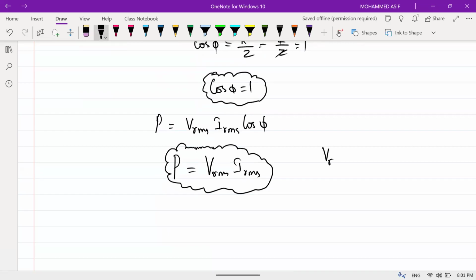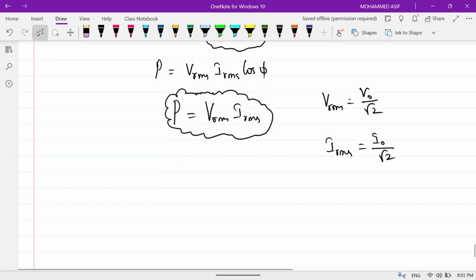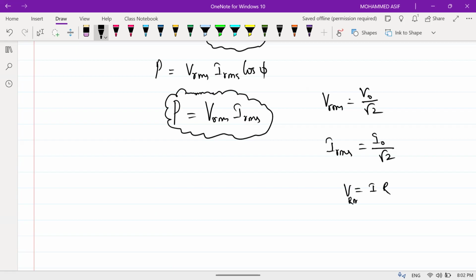VRMS is equal to V naught divided by root 2 and IRMS is equal to I naught divided by root 2. Isn't it? Am I clear? Now can I write the IRMS in terms of resistance? Because V is equal to I into R, this will be VRMS is equal to IRMS into R. So IRMS will also be written as VRMS divided by resistance.